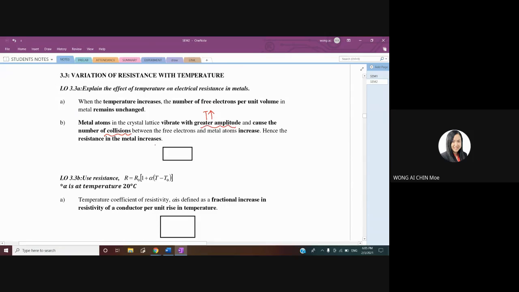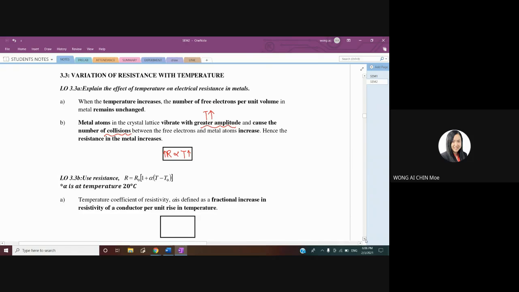Resistor means that it will oppose the flow of the current. Dia macam satu halangan. So when the free electrons are vibrating, it becomes a bit difficult for the current to flow through when the temperature increases. So we can say that our resistor is directly proportional to the temperature. When the temperature increases, it will cause vibration, and the vibrations and collisions will make it difficult for the current to flow through. That's why the resistor becomes higher.